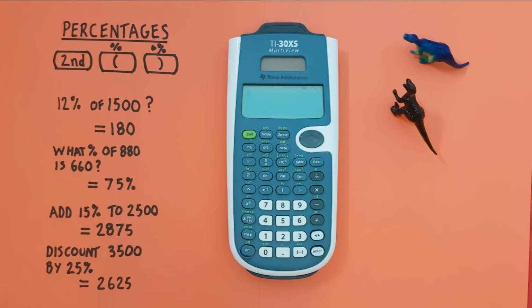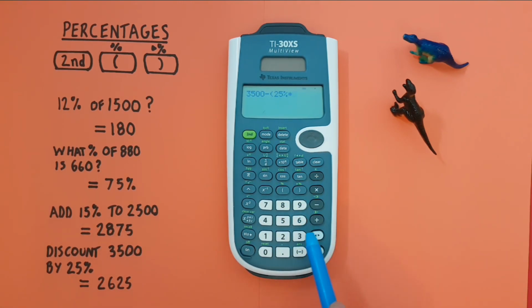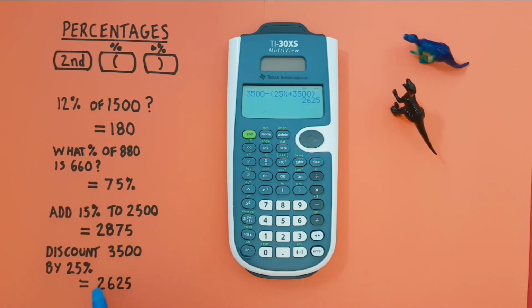We can find discounts the same way. Let's say we wanted to discount an object that was 3,500 by 25%. To do that, we would first put the 3,500 on our screen, and then minus bracket, and then we want to find the 25% of 3,500. So again, 25% times 3,500, close our bracket, and press enter. And there we go. We get 2,625, which is correct.